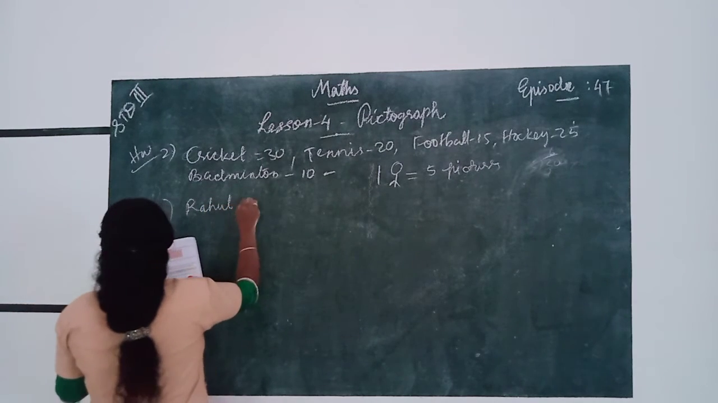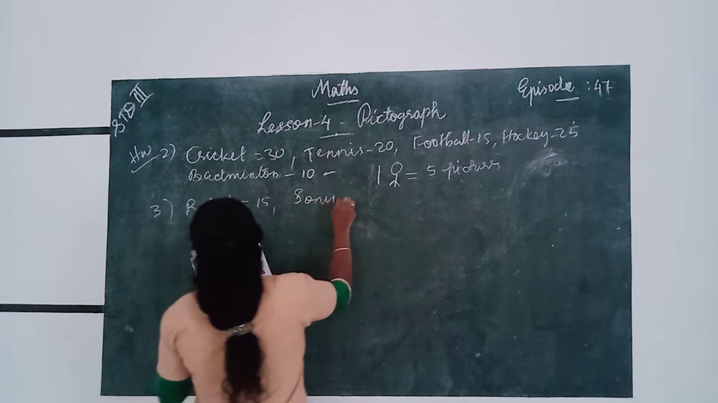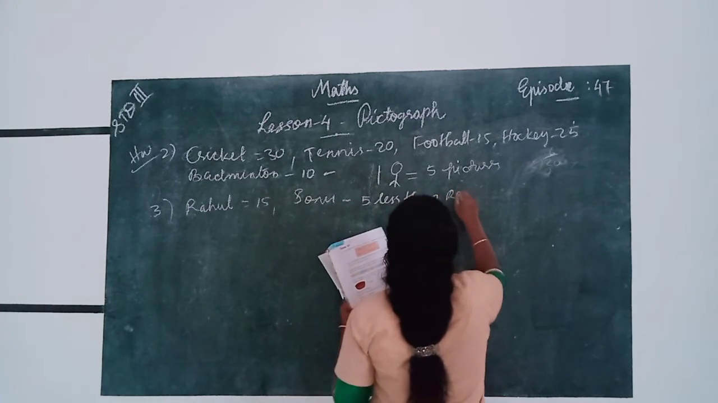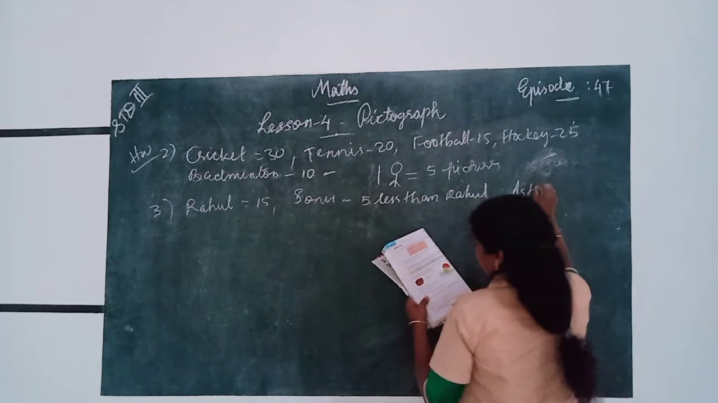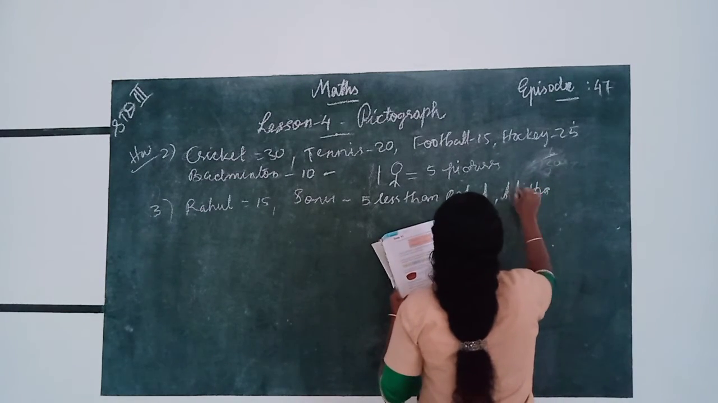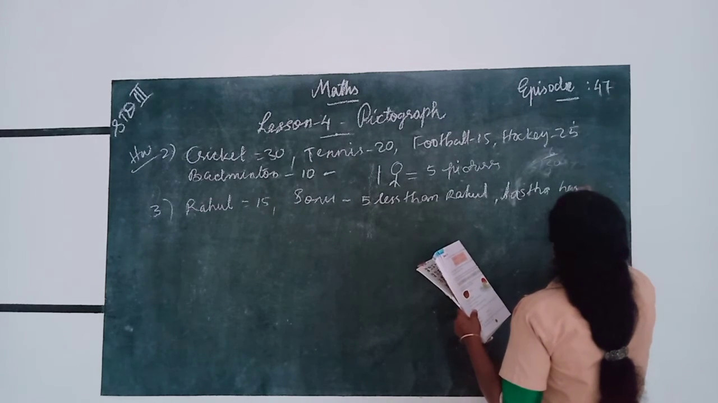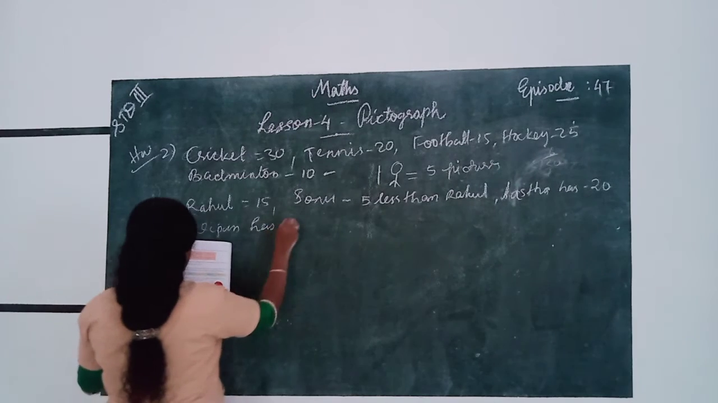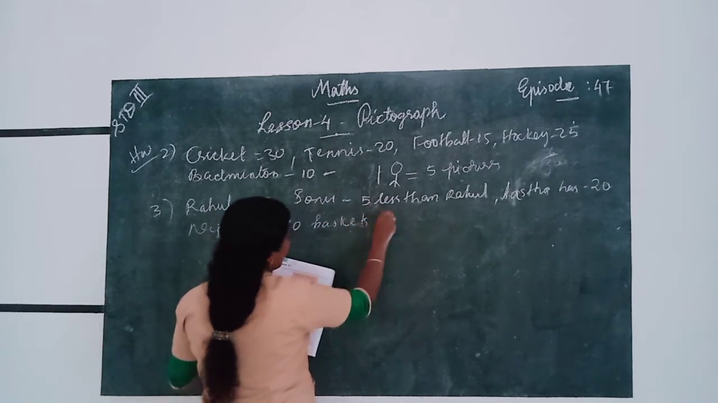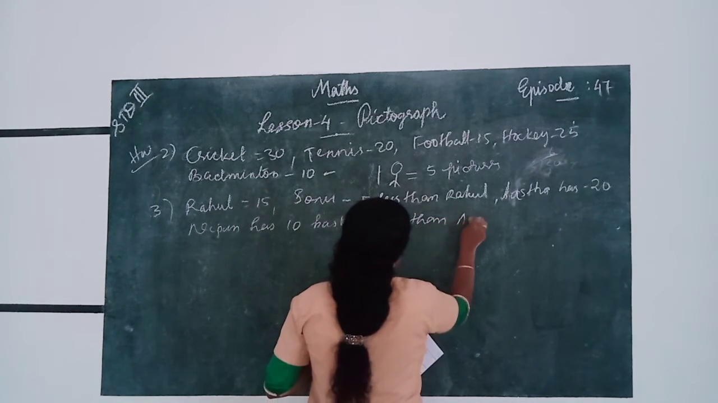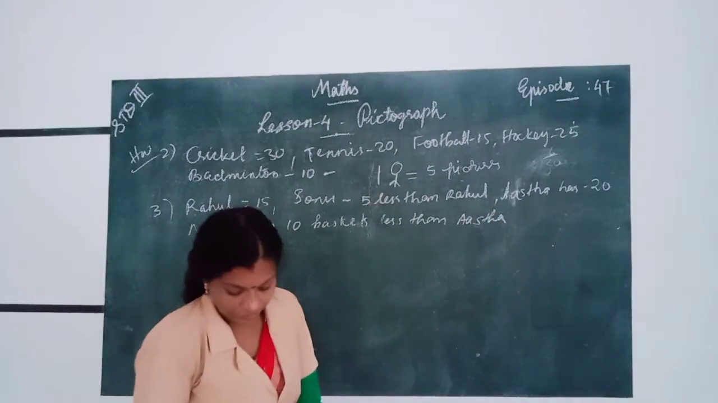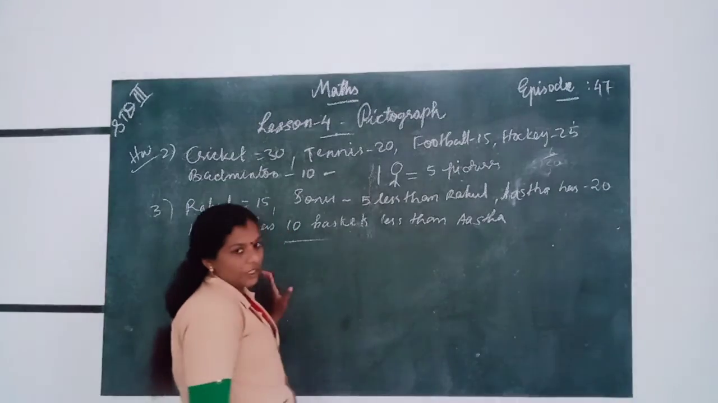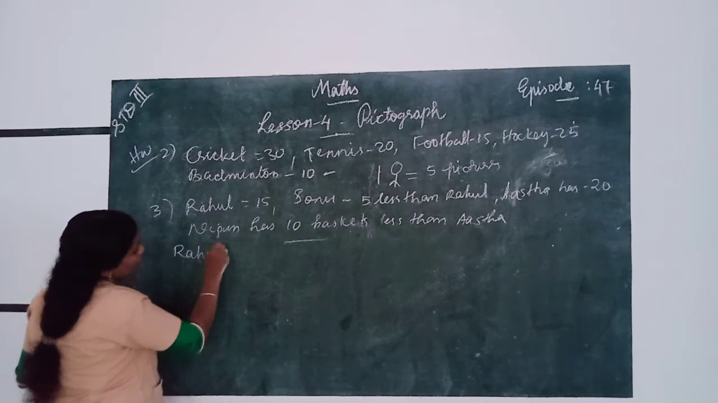Rahul, number of baskets given. Rahul has 15. Asta has 5 less than Rahul. Asta, how many? Less than. It has not been stated whether it is less than or more than. So we want to find out the number. First is Rahul. Rahul has 15 baskets.